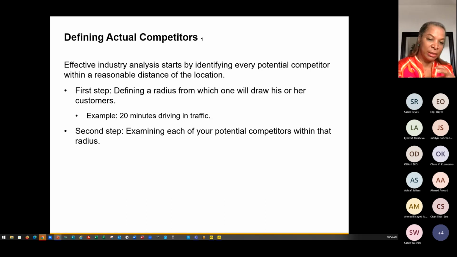And then you're going to look at your competition within that radius. So notice that your competition now is not every single golf course in the world. It is golf courses within 20 minutes of your golf course. And that's how the list becomes smaller and more specific.